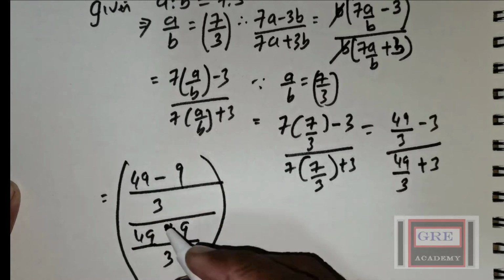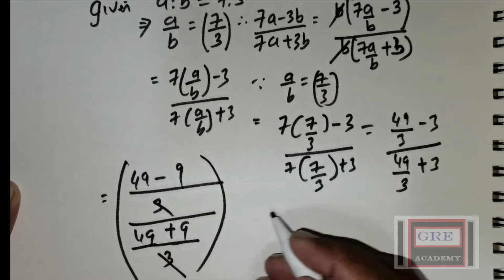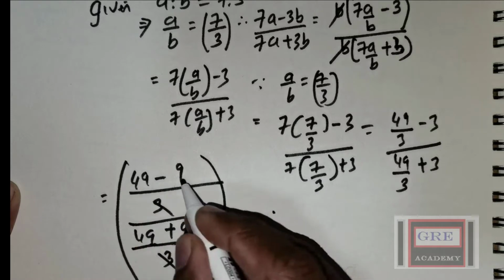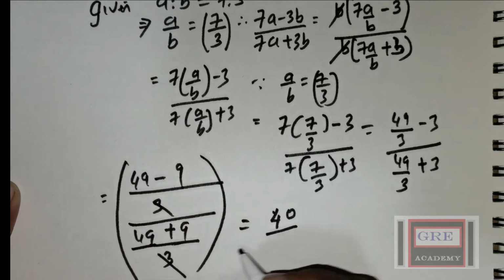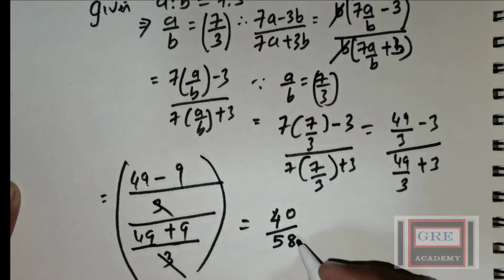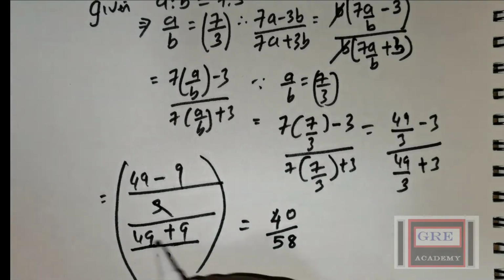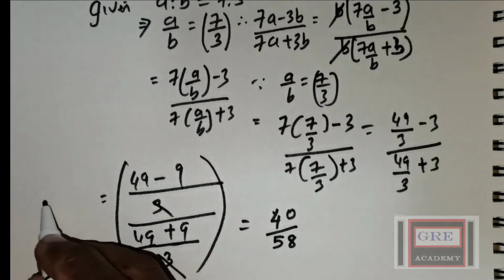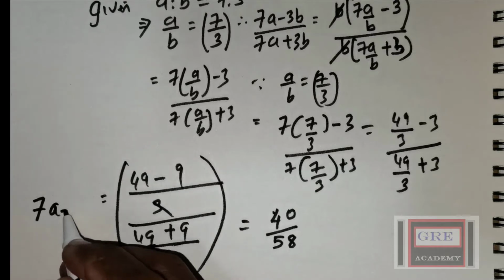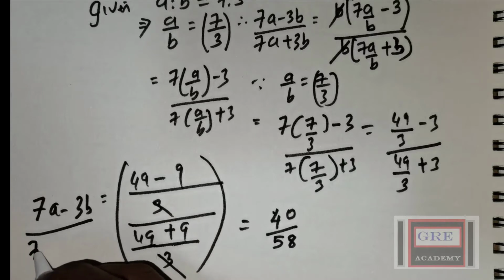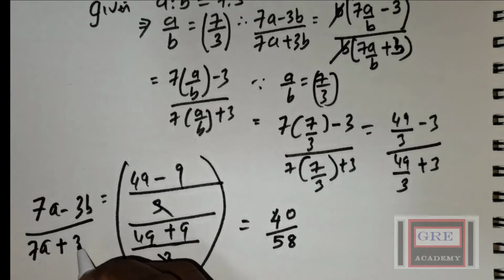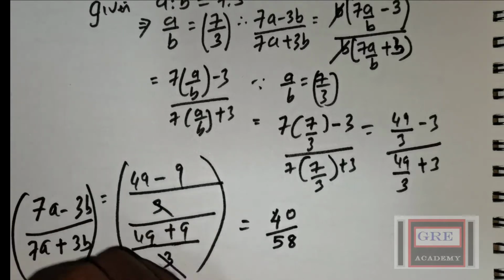Now clearly we can cancel the 3's out. So this is going to be 49 − 9 will give us 40, and 49 added with 9 would give us 58. So this is the value that we have got for the requirement, (7A − 3B) divided by (7A + 3B). So this is the final answer to this question.